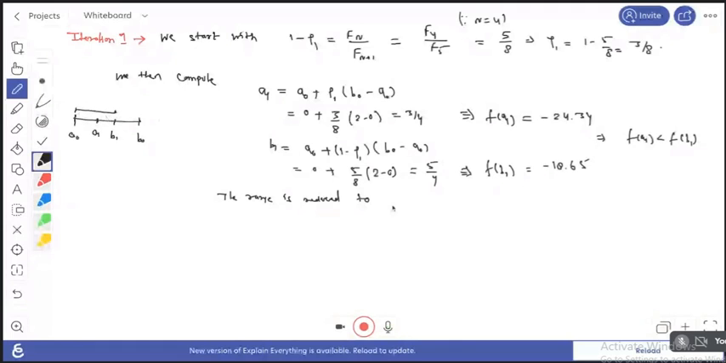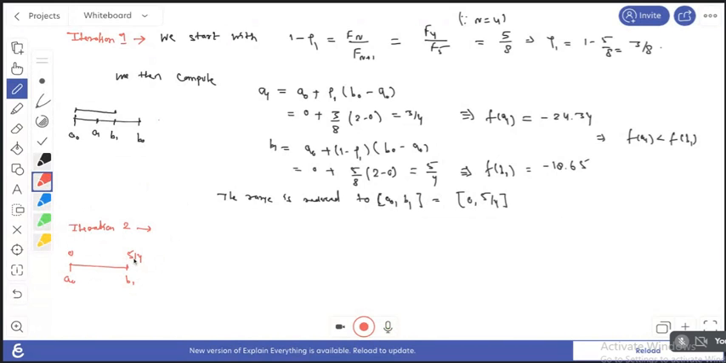Okay, so your range is reduced to A0, B1, that is 0 to 5 by 4. Now in iteration 2, your interval is A0 and B1, where A0 is 0 and B1 is 5 by 4. We take our point A1, and the A1 value is 3 by 4, which means 0.75.